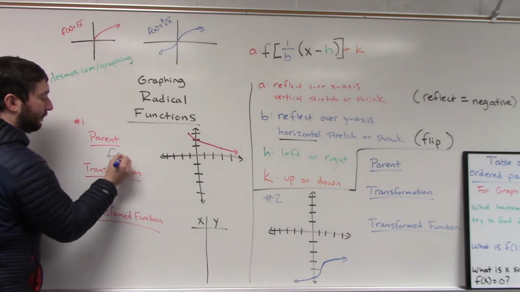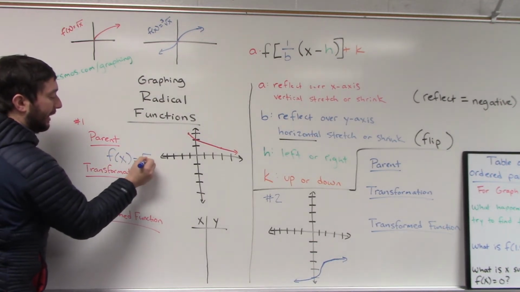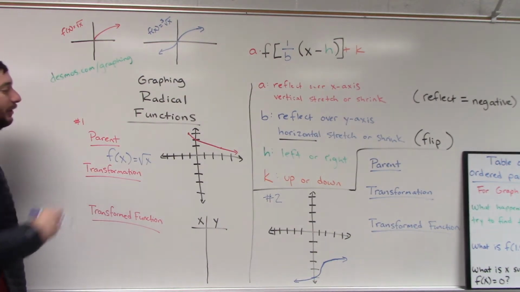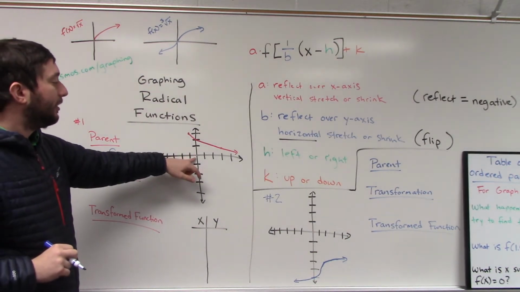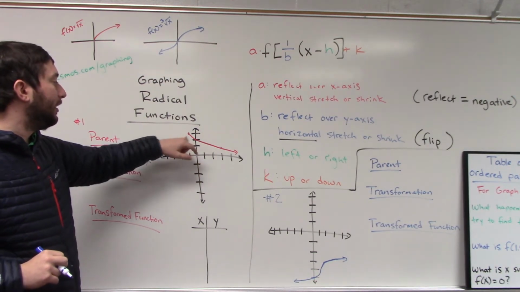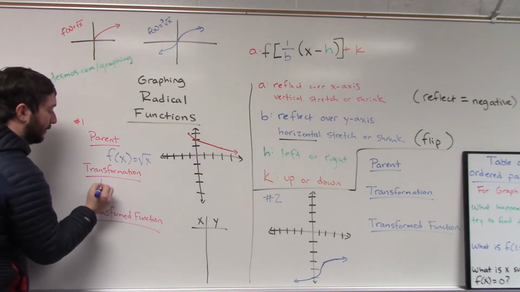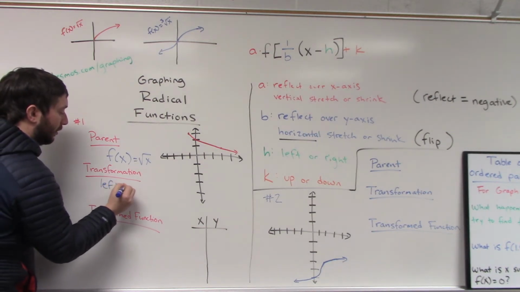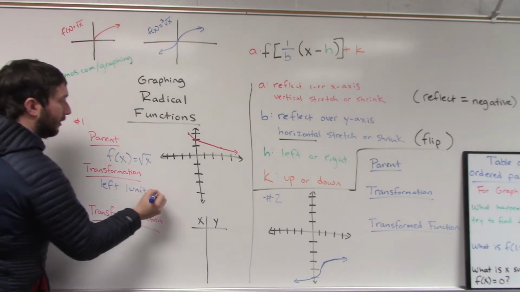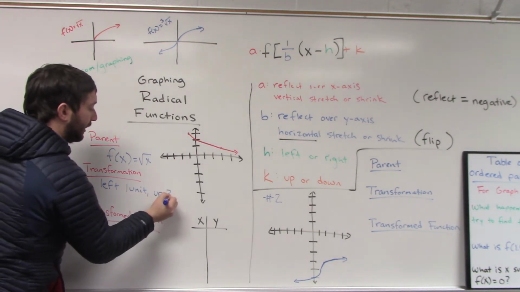So the parent has to be a square root in this case. And that square root has clearly been transformed. For instance, this jump does not start at the origin anymore, right? It goes to the left by 1 and up by 3. So that's part of what I would use to describe this transformation. Left 1 unit, up 3 units.